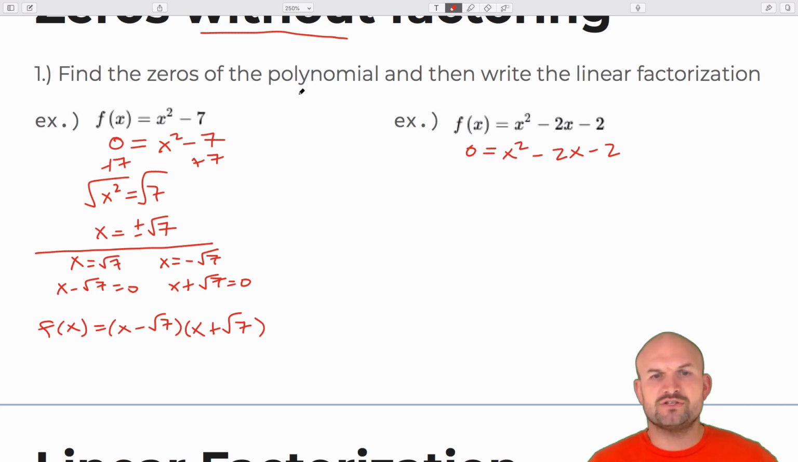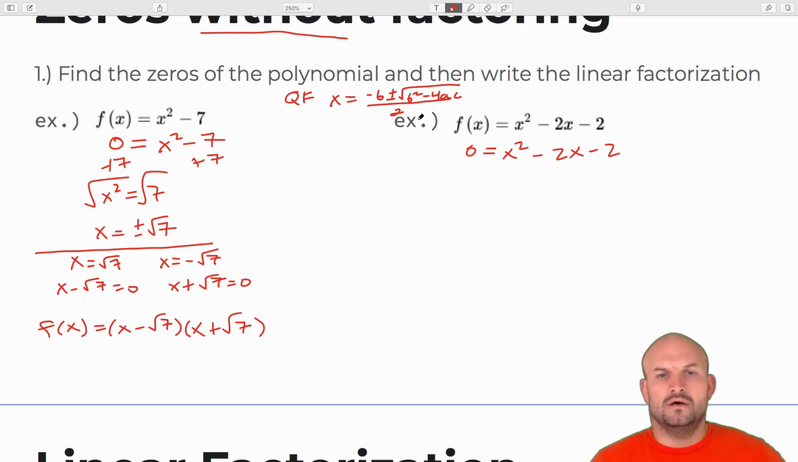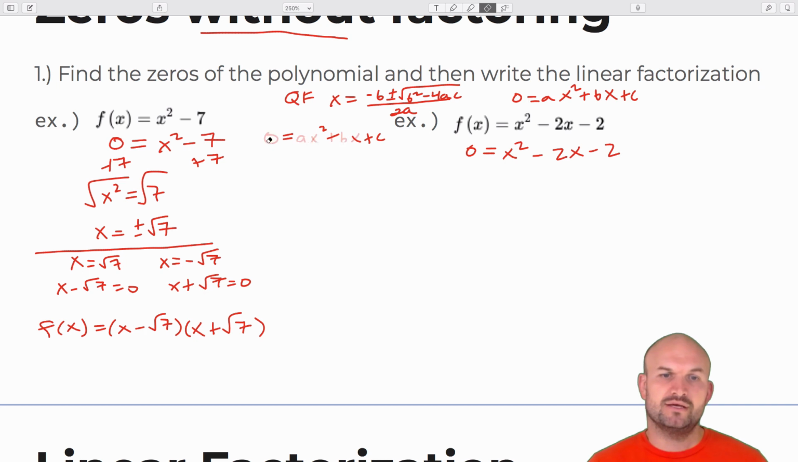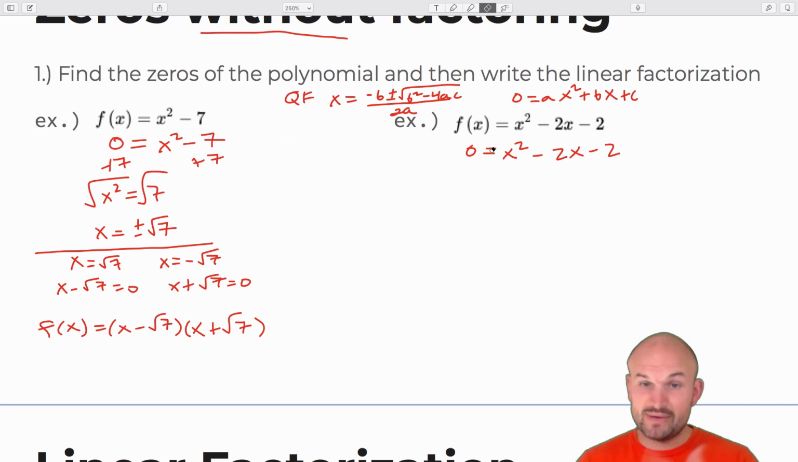A couple things I wanted to remind students of: the quadratic formula, remember, is x equals the opposite of b plus or minus the square root of b squared minus 4 times a times c, all over 2 times a. Now again, the a, b, c all come from when you have a quadratic equal to 0 in standard form, so ax squared plus bx plus c. So make sure it's in that format if you're going to be doing that. All right, so here we have a quadratic equal to 0.